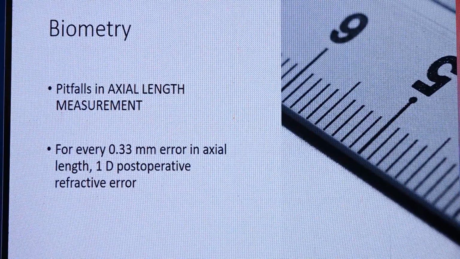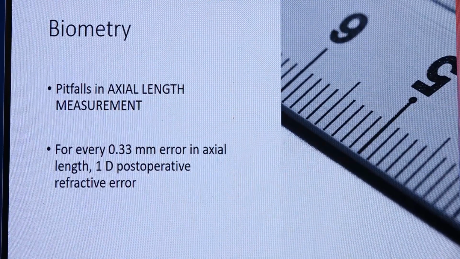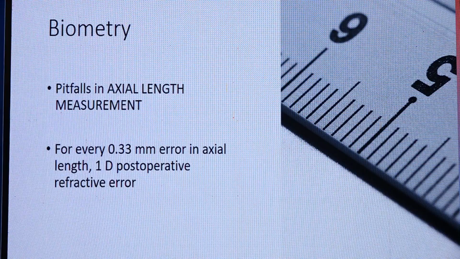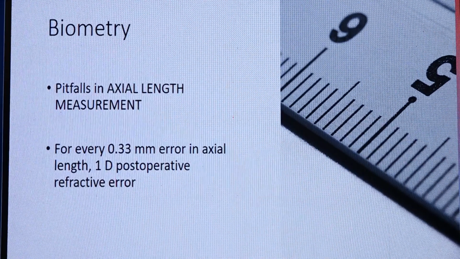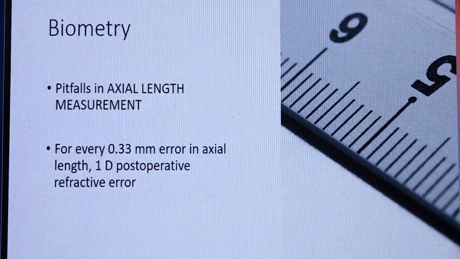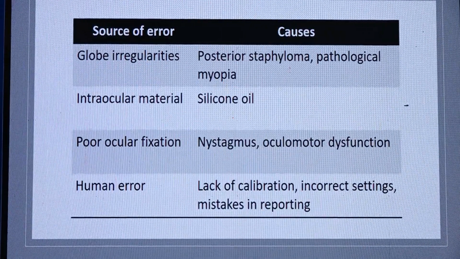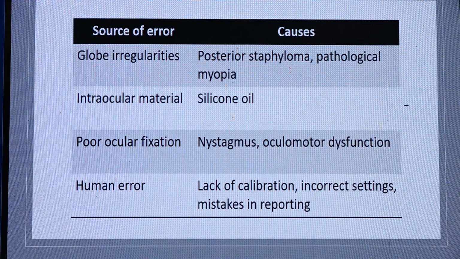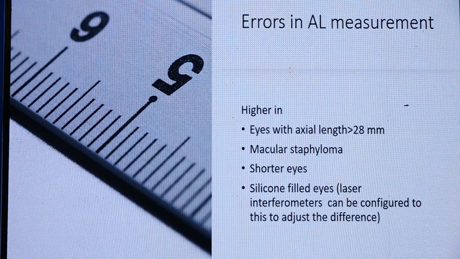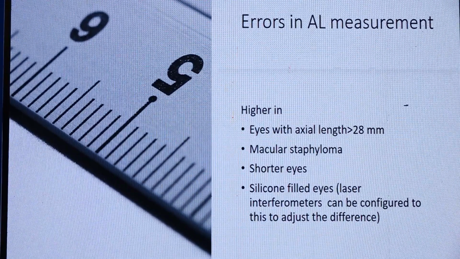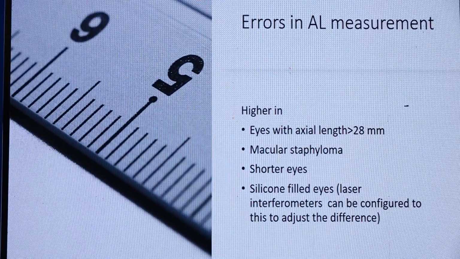Coming to biometry, pitfalls in axial length measurement occur because for every 0.3 millimeters of error in axial length measurement, 1 diopter of refractive error can occur. Sources of error include globe irregularities, intraocular material, poor ocular fixation as in nystagmus or any oculomotor dysfunction, and human errors as well. These errors are higher in longer and shorter eyes, and in patients with macular staphyloma and silicone-filled eyes.